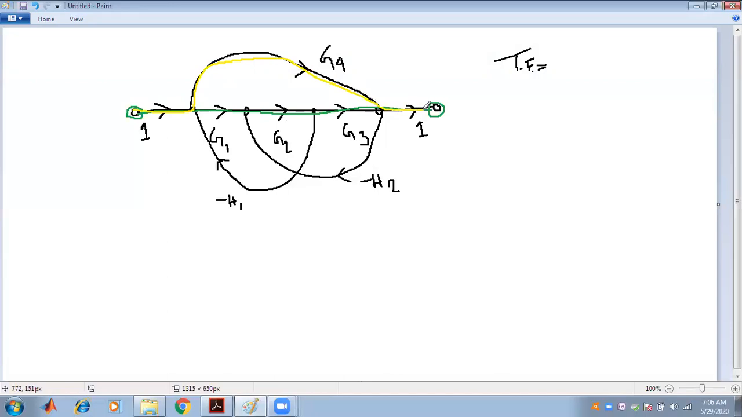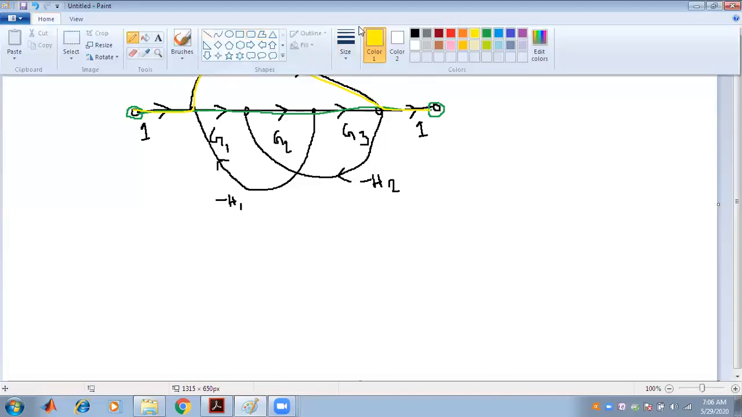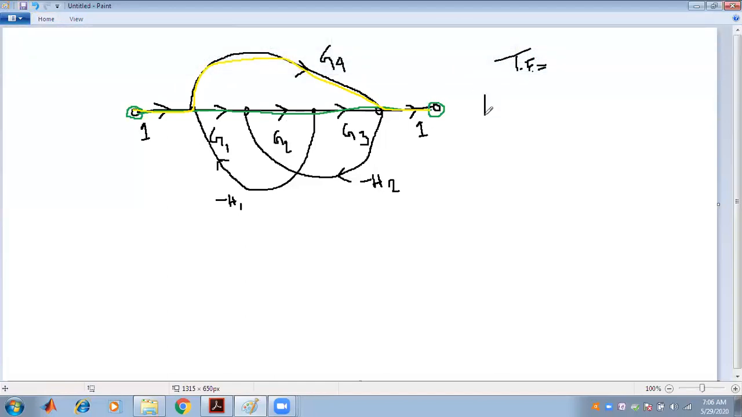From the final point to the destination point, there are a number of forward paths that we can retain. N, the total number of forward paths, is equal to 2. Now, the gain of the first forward path, that is P1, given in the green color, is 1 into G1 into G2 into G3 into 1.